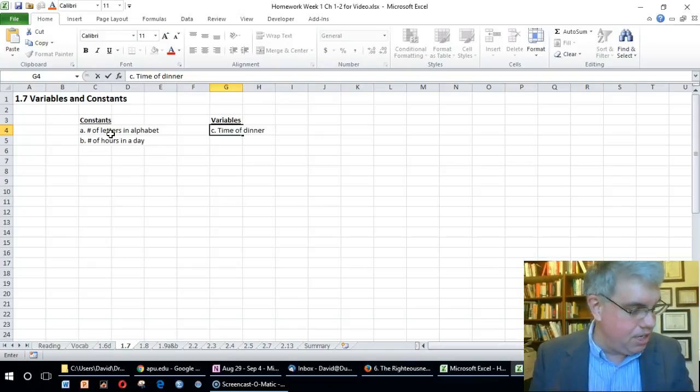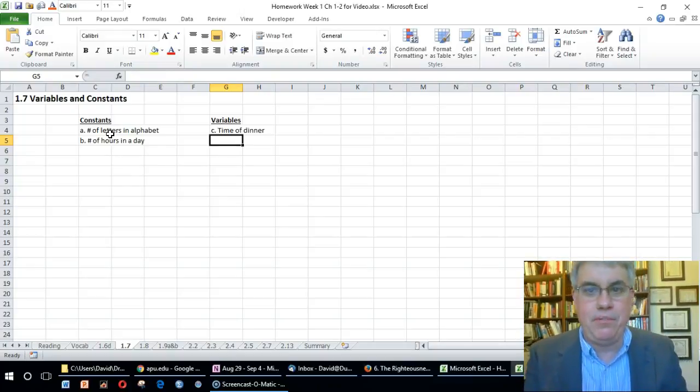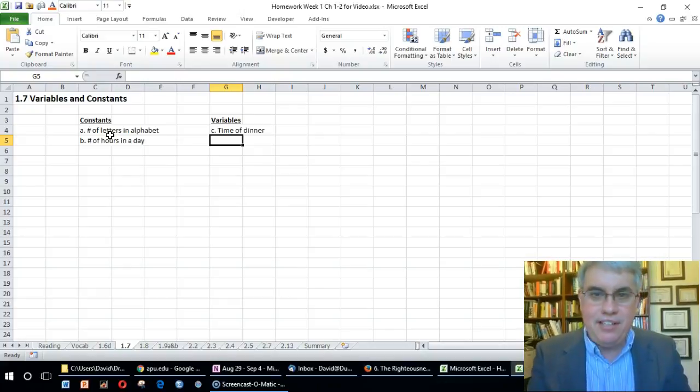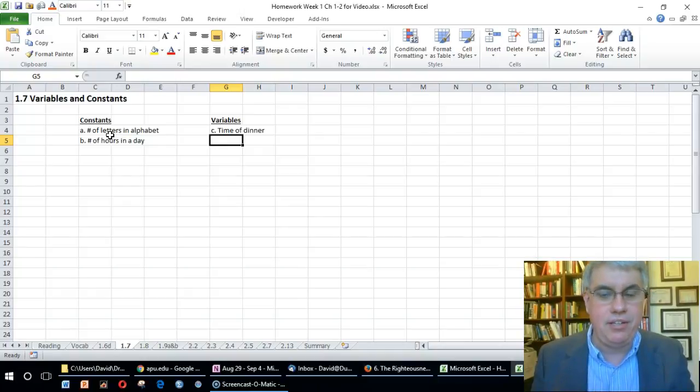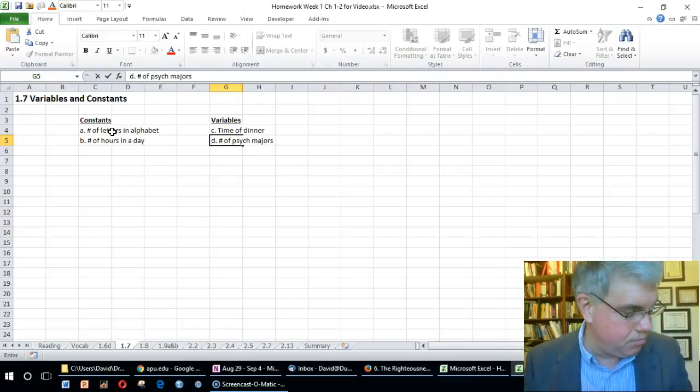Now the next one is the number of students who major in psychology each year at your university. Well, that certainly is variable because school enrollment's always going up and down. It's interesting, when the economy is bad, school enrollment tends to go up, and when the economy is good, enrollment goes down because it's easier to get jobs. So this is a variable, the number of psych majors would be a variable.